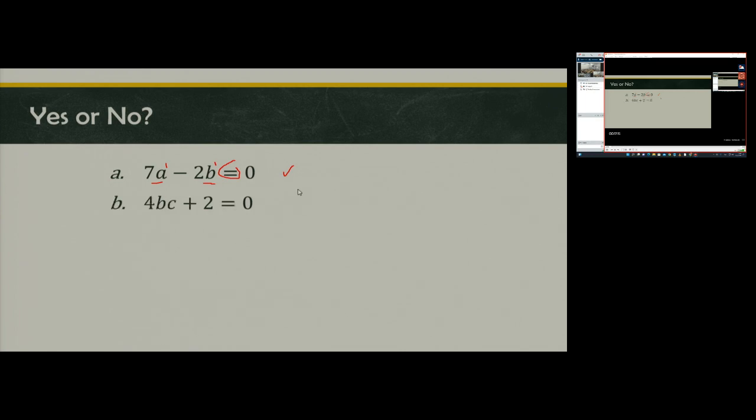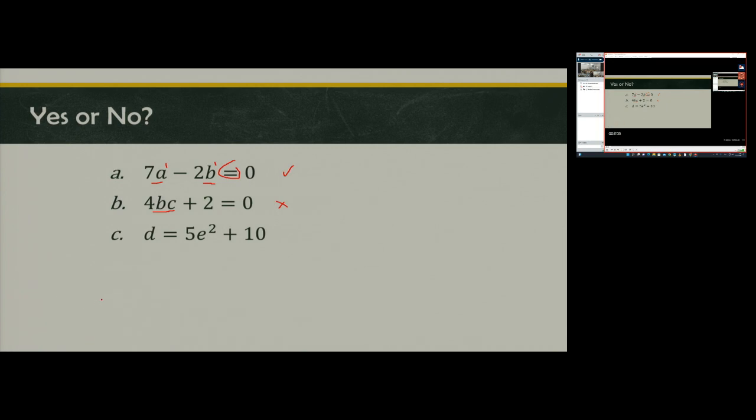How about this one? 4bc plus 2 equals 0. Yes or no? No, okay. Because this term, bc, each term should only have one variable, but this term has two, so this is not. How about this one? Is it a yes or a no?